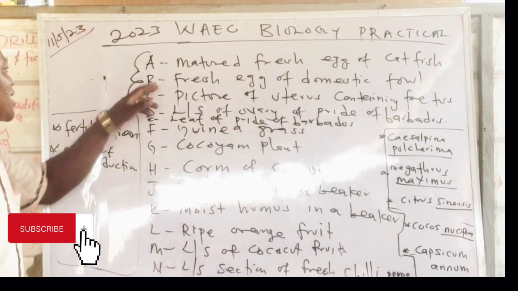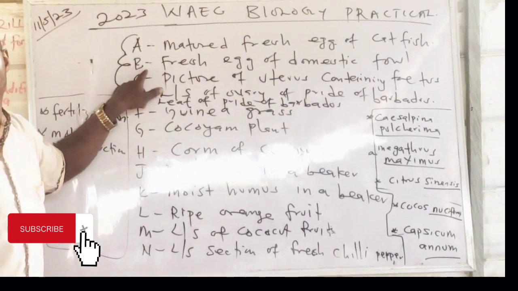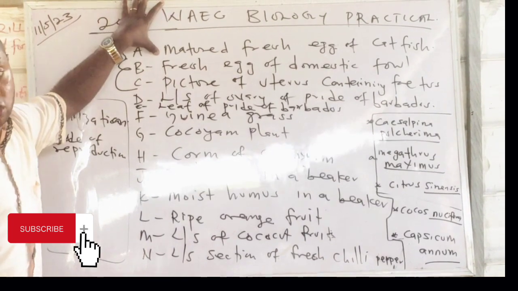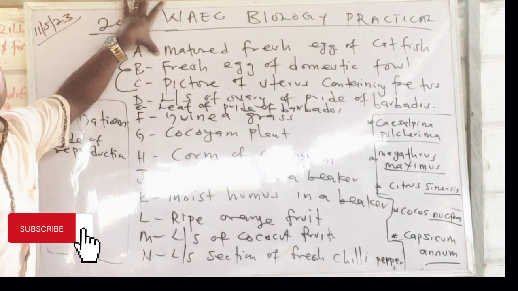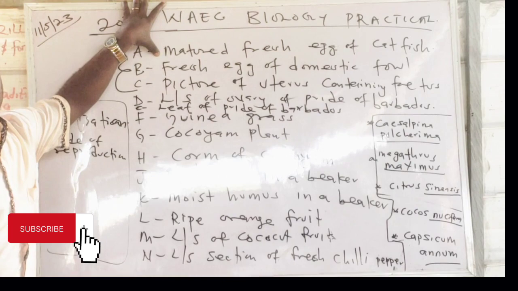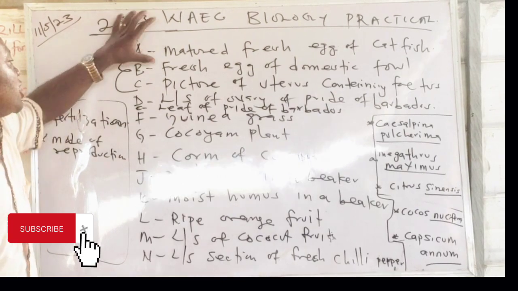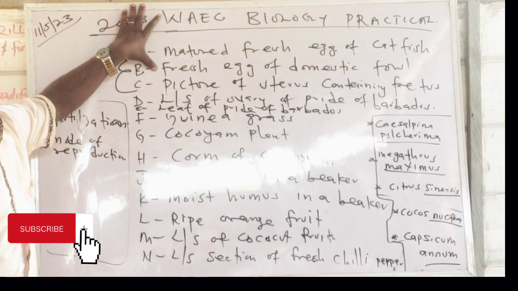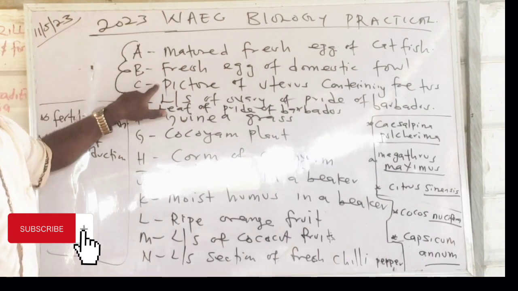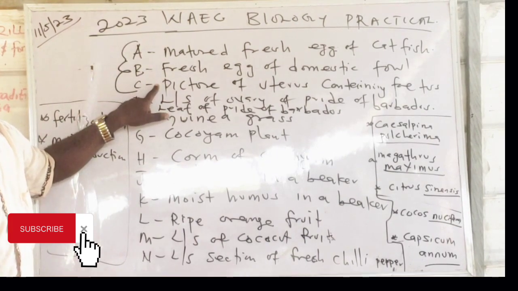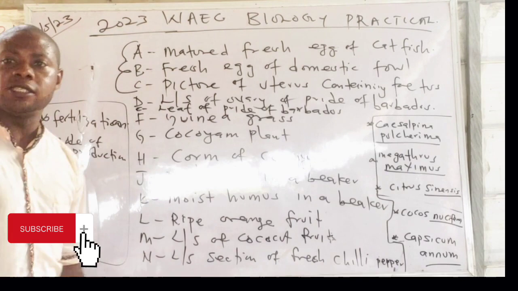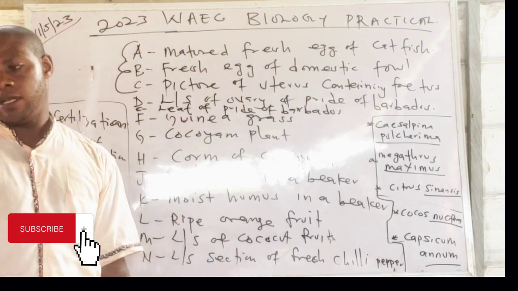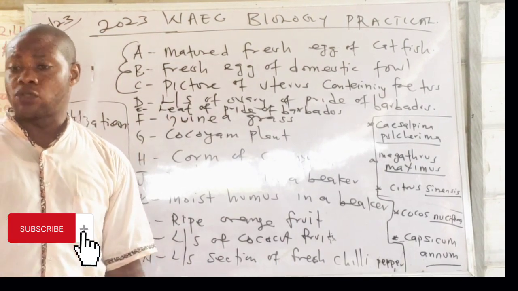So let us group this A, B, C along with the mode of reproduction. So A will be what? Is it viviparity or oviparity? Oviparity. This one will be oviparity or viviparity? Viviparity, because they give birth alive. Are you there with me now?